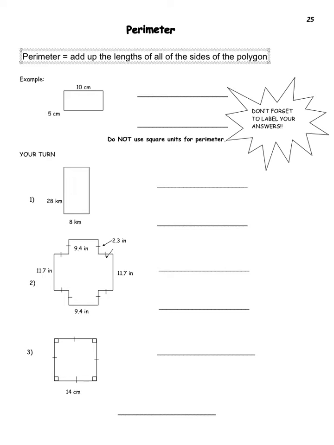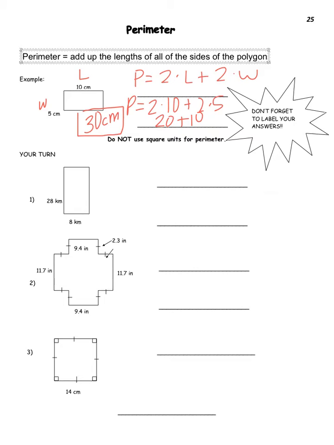So let's find the perimeter of this rectangle here. So it's 2 times L plus 2 times W. So L is the long side, so L will be 10 in this example. 2 times 10 plus 2 times 5. It's 20 plus 10, so you get 30 centimeters.